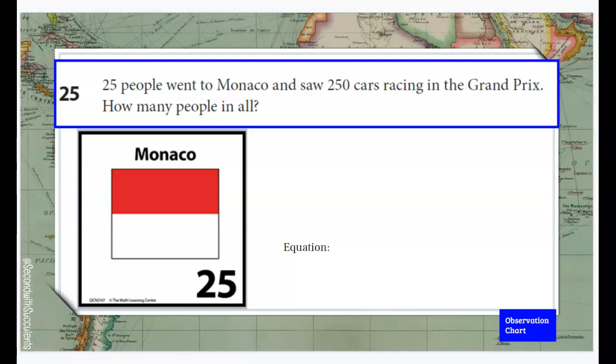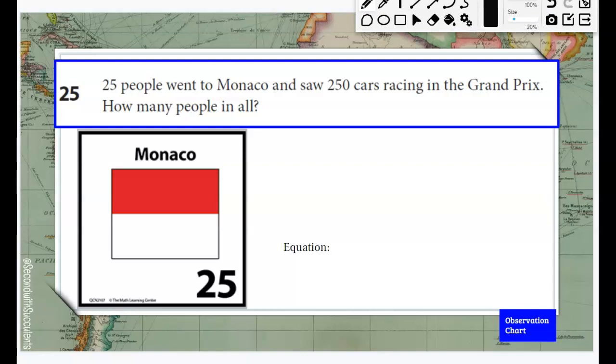On the next read, write your equation with an empty box for your missing part. 25 people went to Monaco and saw 250 cars racing in the Grand Prix. How many people in all? Show a connection if your equation looks like this. There are 25 people who went to Monaco. They saw 250 cars racing. How many people in all?